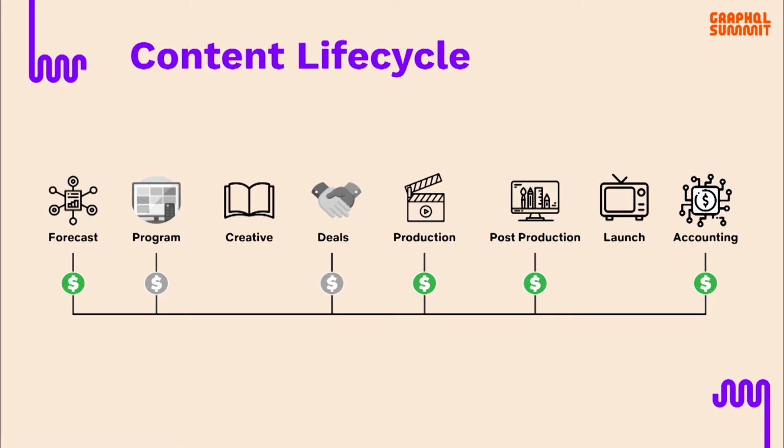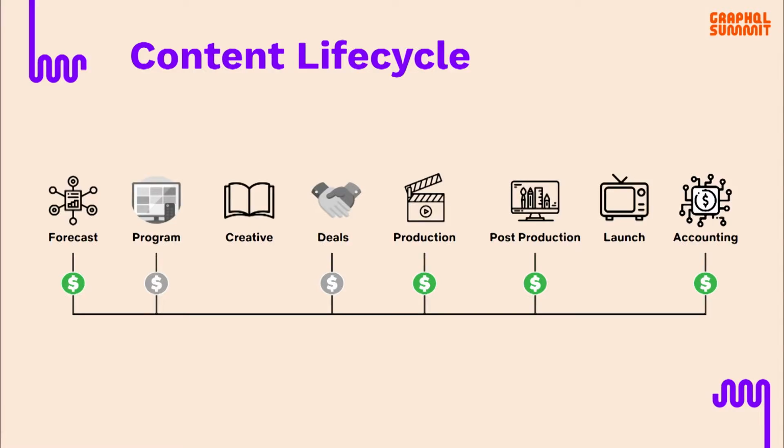But we start in forecast. Forecast heads into programming. We need to figure out, based on those forecasted budgets, what are we going to do? Which areas are we going to focus on? Creatives take a look at that, look through all the scripts we've gotten, and they start picking things. They make a deal. Once they sign a deal, we start shooting. Once all the shooting is done, we go into post-production, audio, video editing, VFX, all the kind of stuff that you can imagine we do.